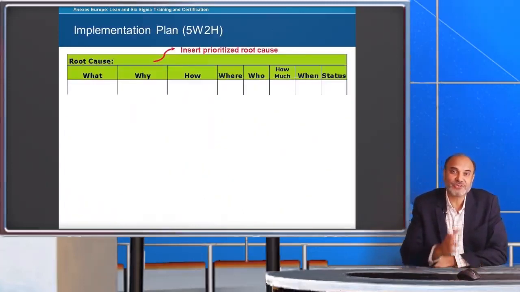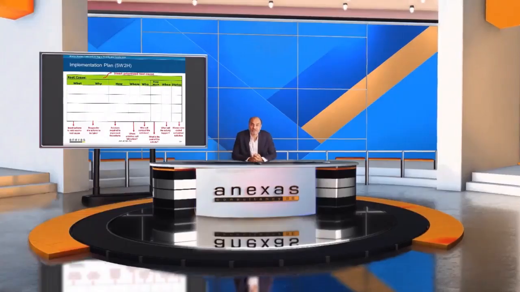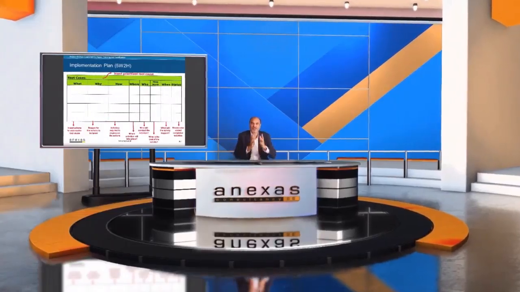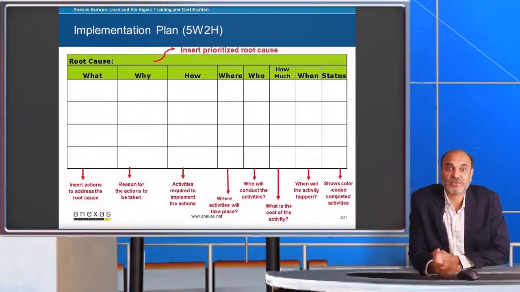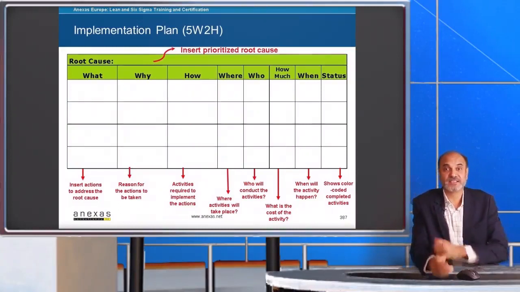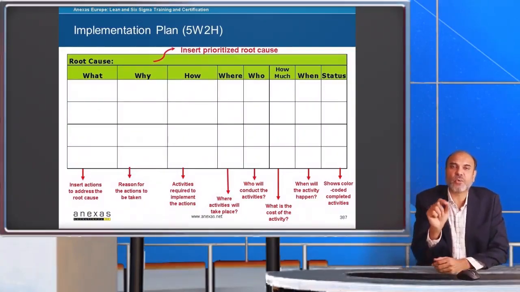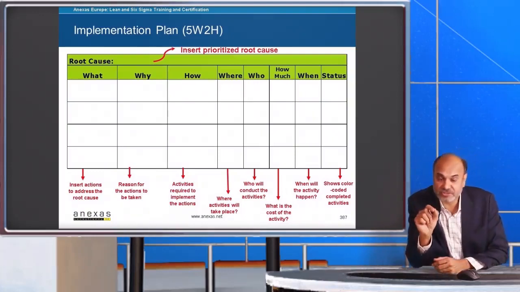For a planning grid, you can also use a template called 5W2H. Here you will be asking questions like why, what, who, when, where, how, and how much. The 5W2H template looks like this. The first column has what, that means you will insert the actions to address the root cause. The second column is about why, means the reason for the actions to be taken. Then the third column is about how, means the activities required to implement the actions.